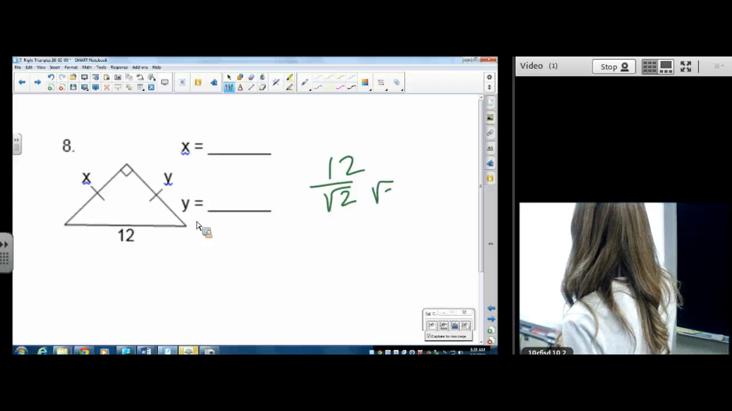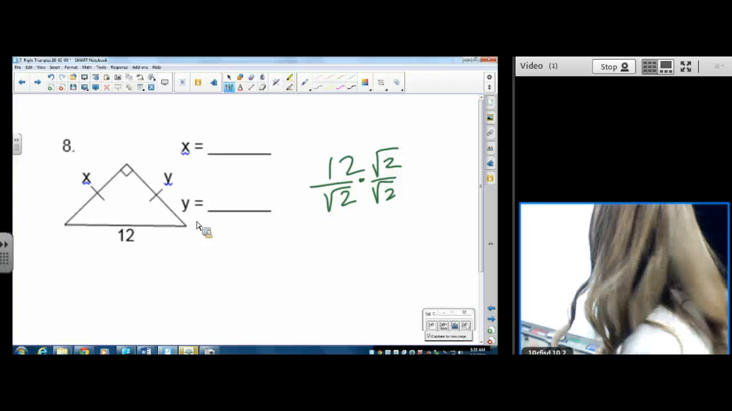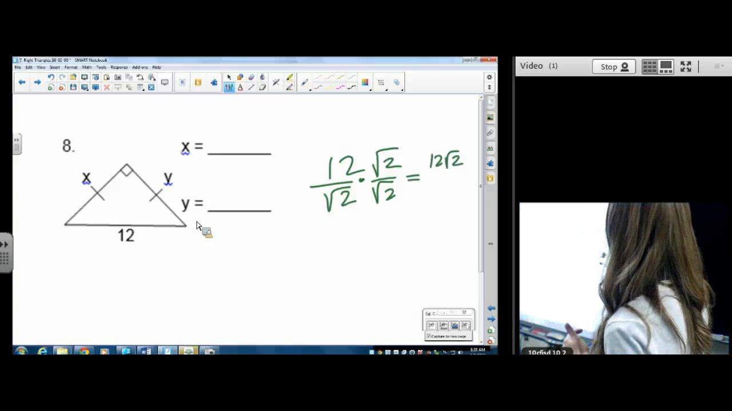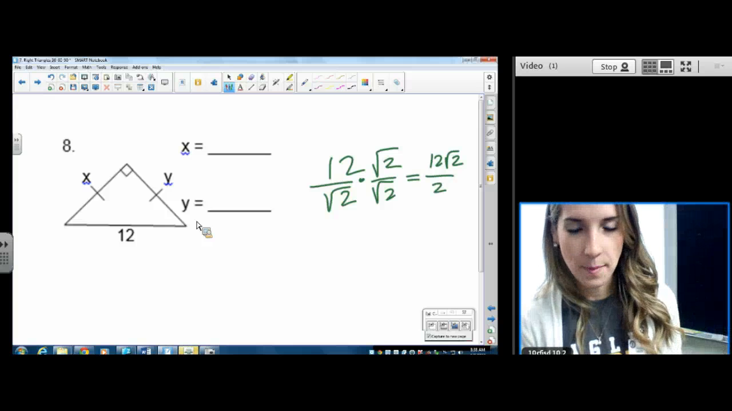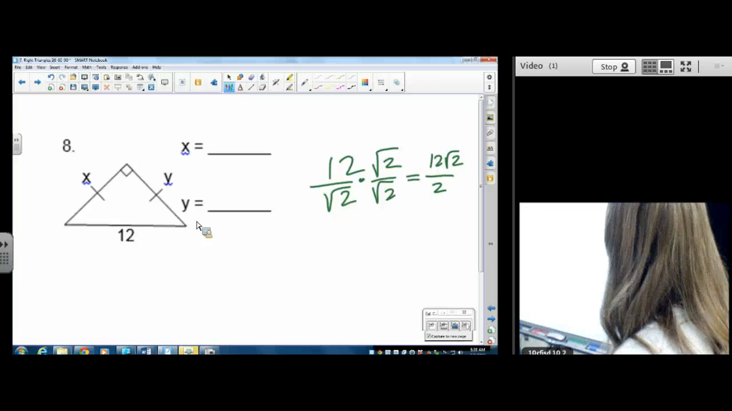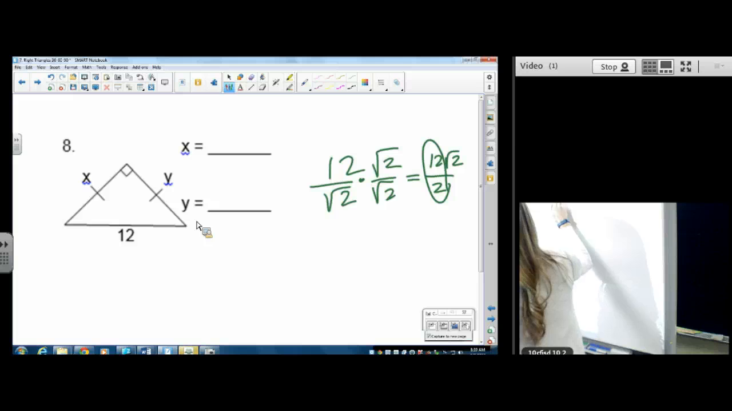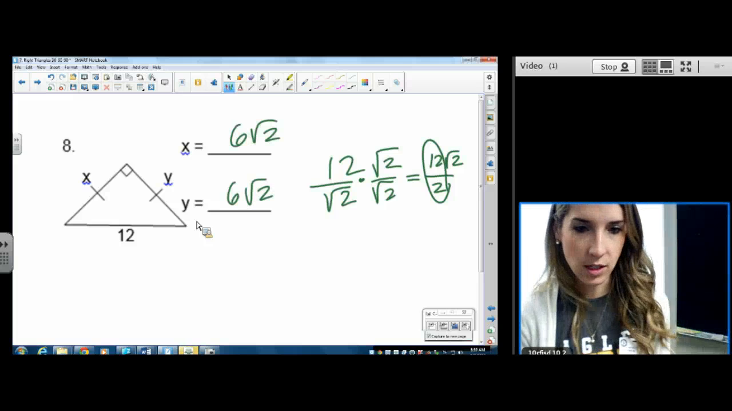Once again, you should get so good at rationalizing the denominator because we do it a lot. 12 times root 2 is 12 root 2. Square root 2 times square root 2 is 2. Heaven forbid we keep our answer like that because that is not simplified. You can actually divide 12 by 2 and we get 6. We know that they are both the same value because it's an isosceles triangle.